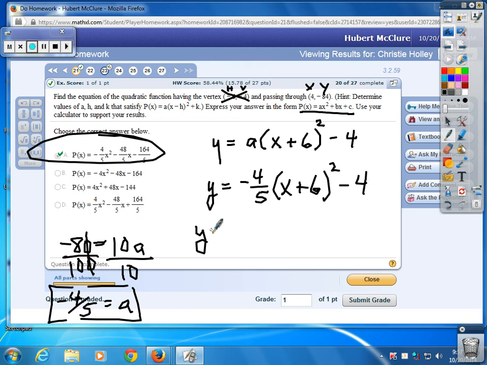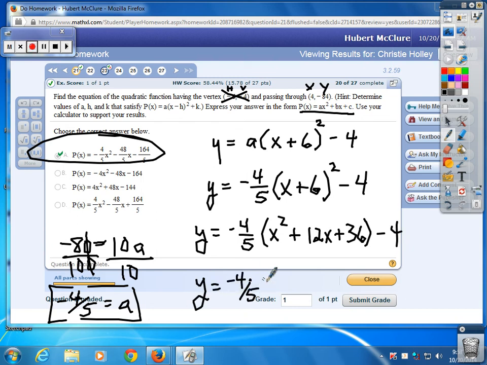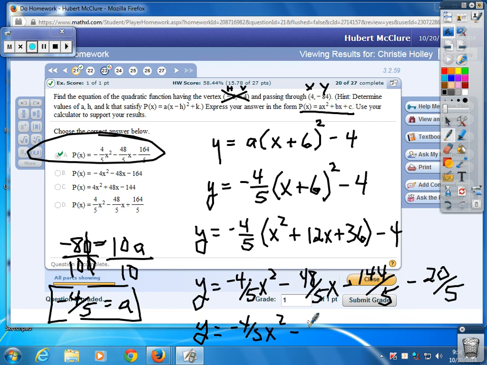And that's going to give us y is equal to negative 4/5 times x squared plus, what, 12x plus 36, y'all check me, minus 4. And that's going to give you y is equal to negative 4/5 x squared minus, let's see, 12 times 4 is what? 48/5 x plus, dang, 36 times 4 is 144/5, minus 20/5. And that's going to give you y is equal to negative 4/5 x squared minus 48/5 x minus 164/5.